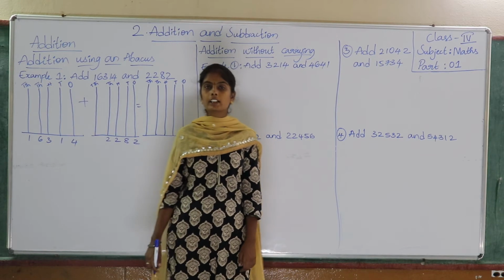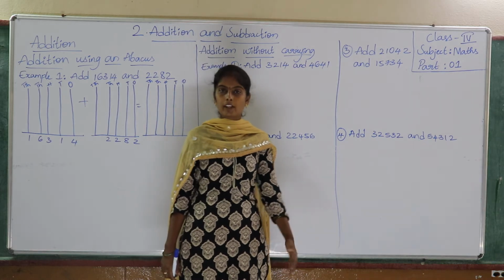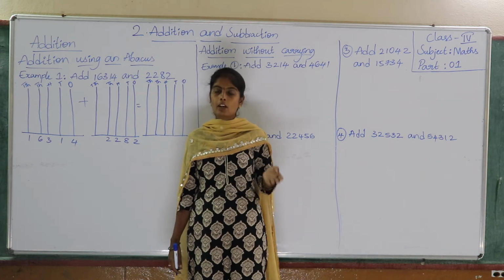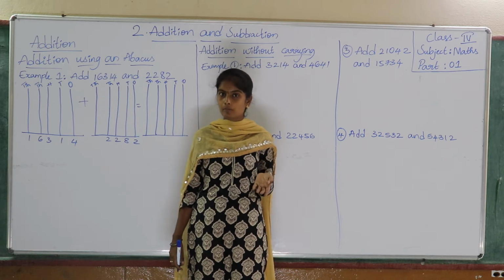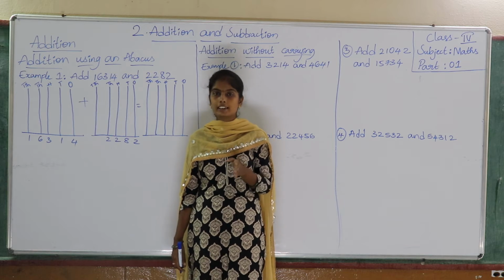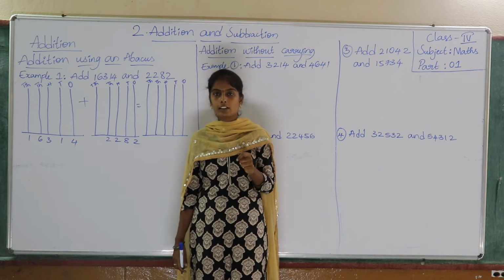In the previous class we completed our first chapter, that is large numbers. In that chapter we learnt how to draw beads on an abacus, and we also learnt expanded form, place value, face value, ordering of numbers, ascending, descending, and also building 4-digit and 5-digit numbers. And we also learnt about Roman numerals.